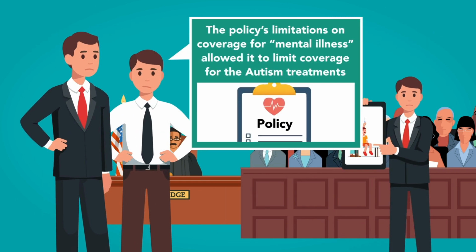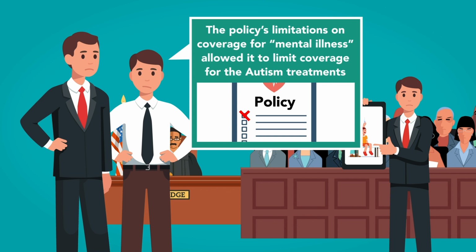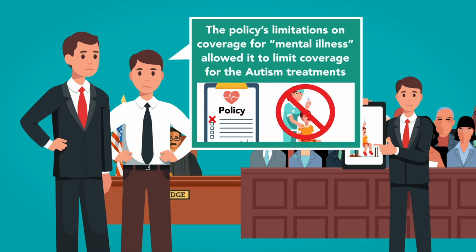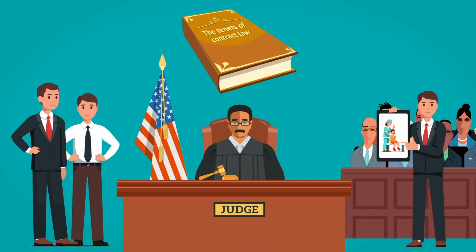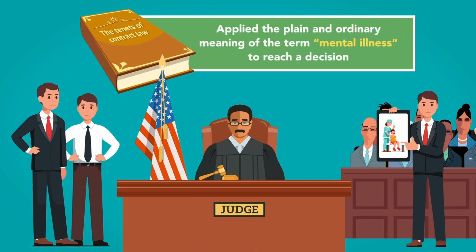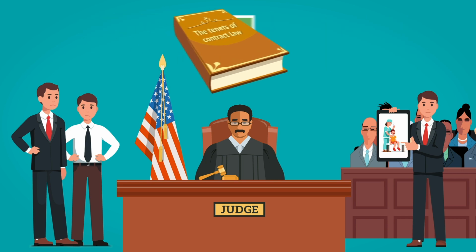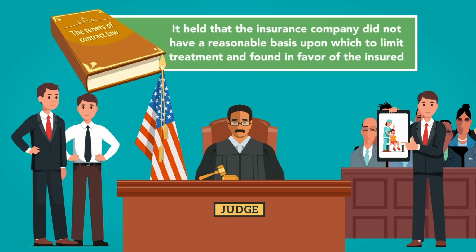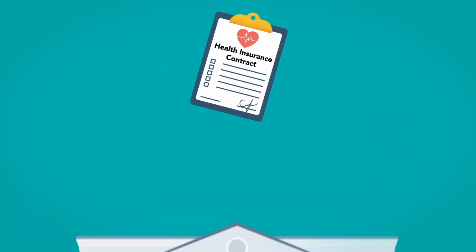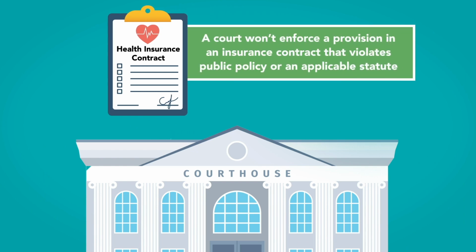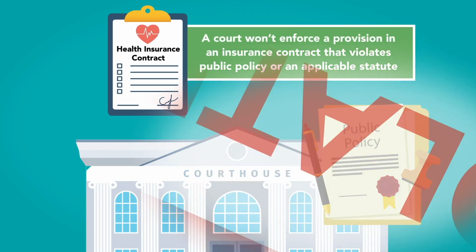The insurer claimed that the policy's limitations on coverage for mental illness allowed it to limit coverage for the autism treatments. However, the court, looking to the tenets of contract law, applied the plain and ordinary meaning of the term mental illness to reach a decision. It held that the insurance company did not have a reasonable basis upon which to limit treatment and found in favor of the insured.